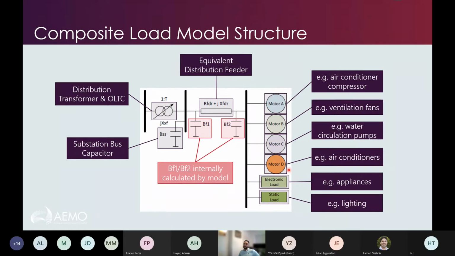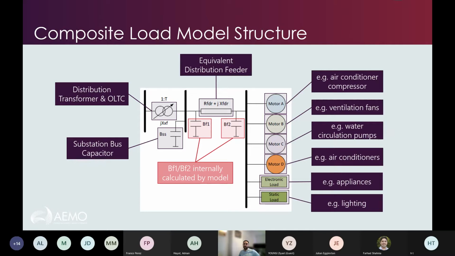Motor D, this one's an important model, especially in the US, because the majority of their single-phase capacitor start loads are air conditioners, and they have huge transient network effects as a result of these single-phase loads, especially when you're considering the fault-induced delayed voltage recovery. And then you've got your electronic load here as well. So they're your appliances, your computers, your microwaves, your TV, connecting your mobile phone at night to charge. And then you've got your lighting. And that static load section here just represents the remainder of the unclassified aggregate loads.